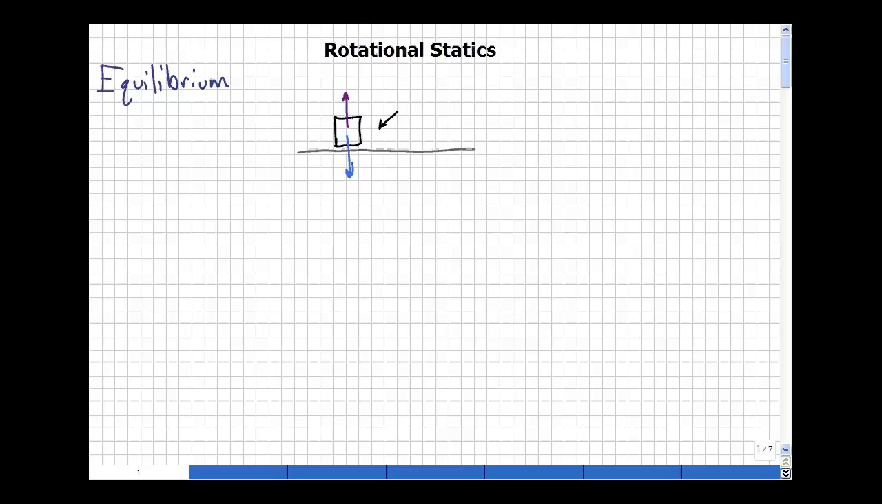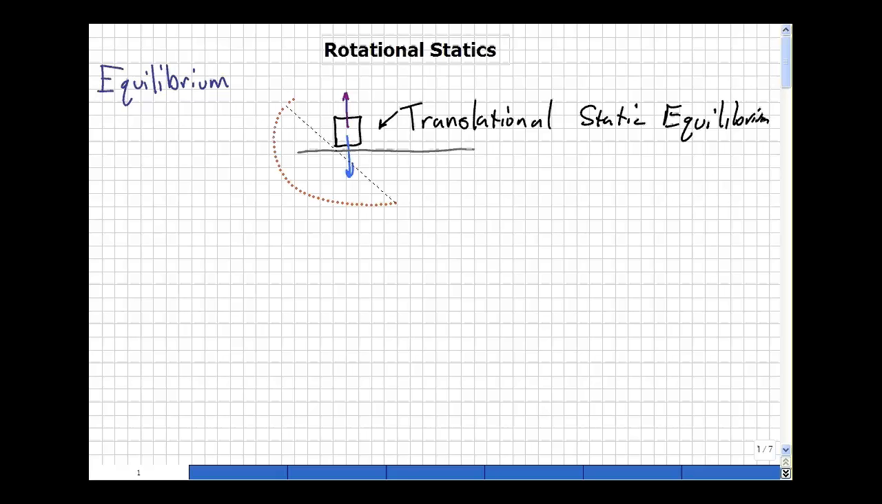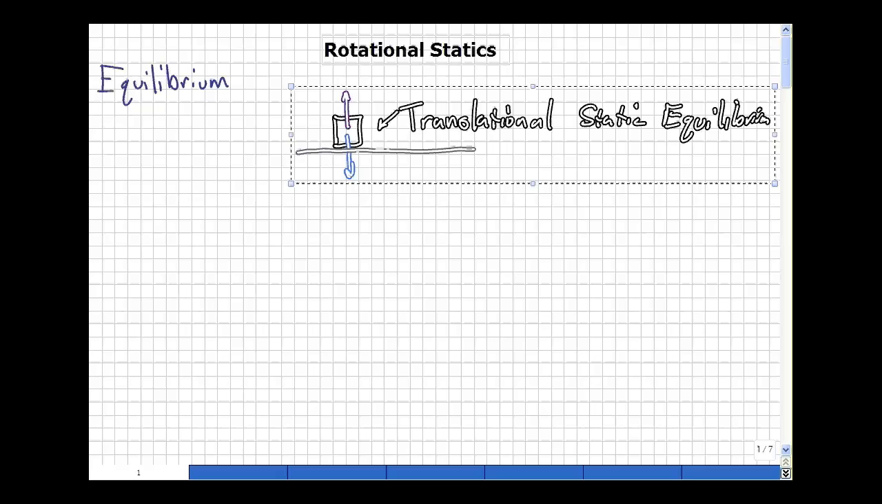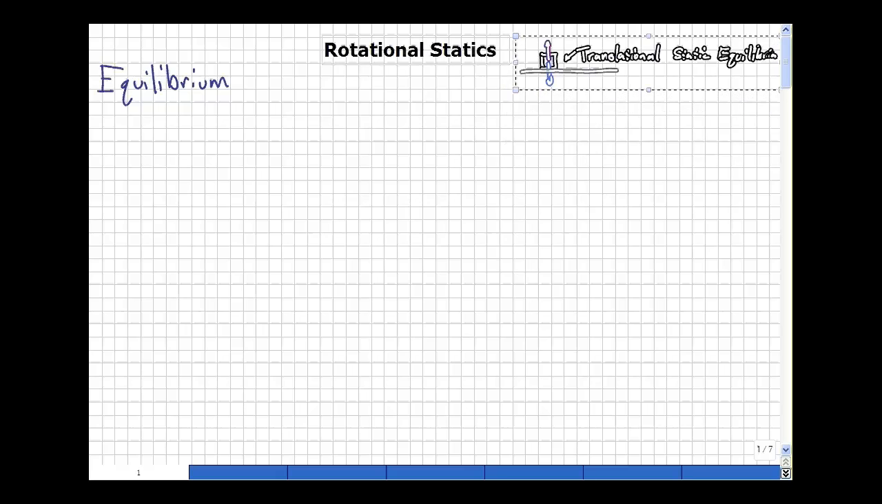And this is actually referred to as translational static equilibrium. Okay, but today we will probably be using some concepts from translational static equilibrium, or translational mechanics, but today we're going to be looking at rotational mechanics, or in particular rotational statics. So when things are not actually rotating, but there are rotational forces acting on them.